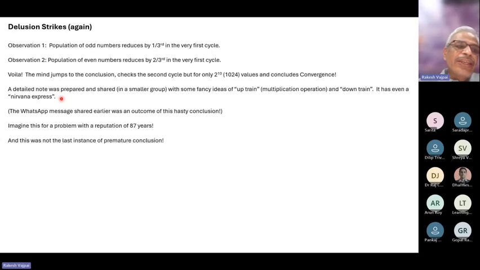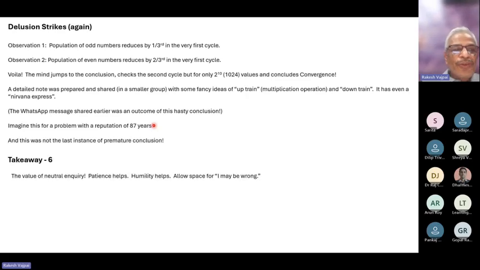I should have thought again that this is a problem which has a reputation of 87 years. So I should have been doubly cautious. I should have been thinking about it better, and I should not have let my expectations overrun my reality. But that's how it was. So this brings me to a realization that when looking at a problem, humility is a helpful thing, patience is a helpful thing, and there has to be a space to consider that I may be wrong.